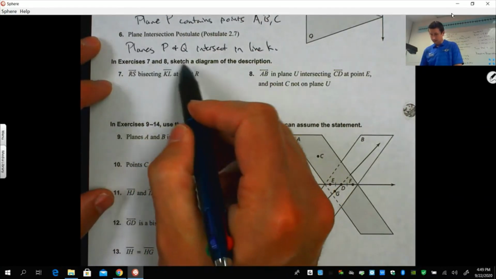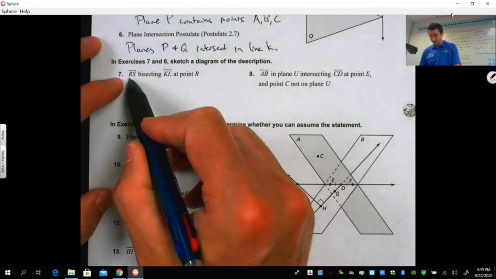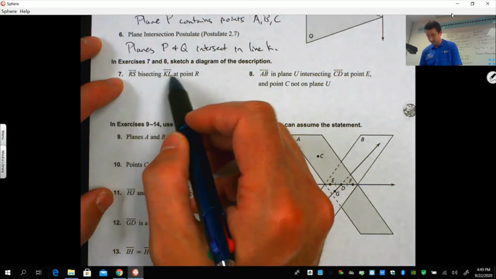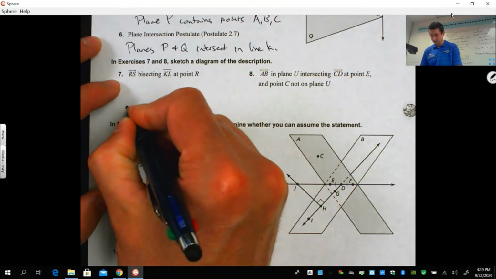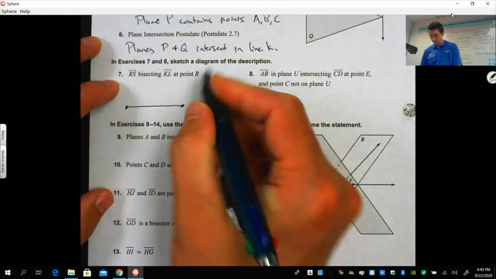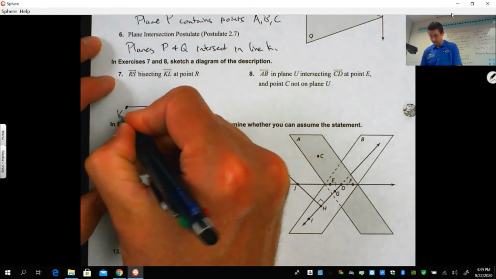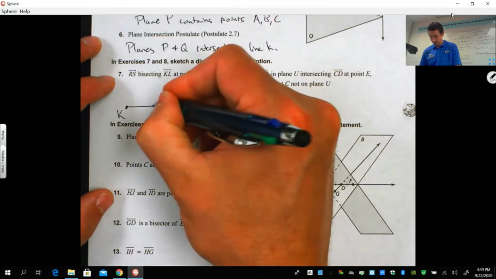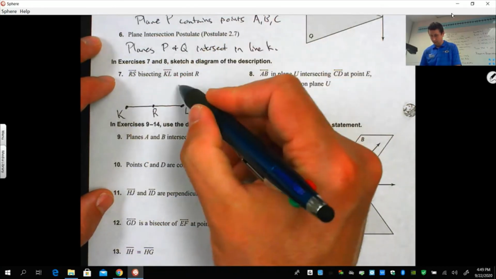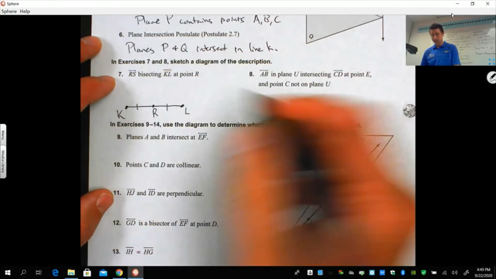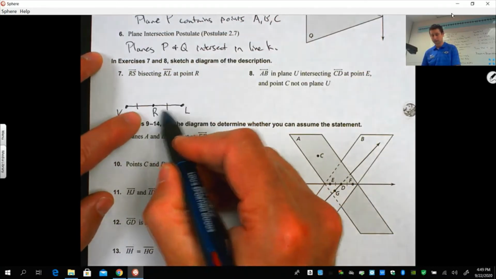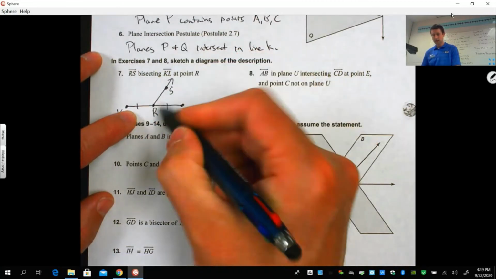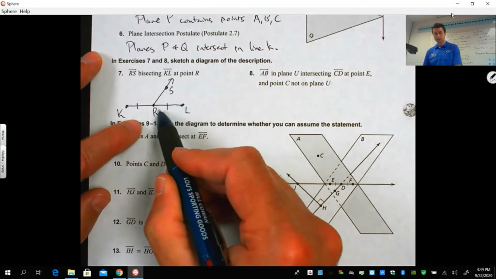Exercise 7 and 8, sketch the diagram of the description. This is ray RS bisecting segment KL at point R. So we have segment KL, and we have ray RS at point R. So that's bisecting it, so we have to put those marks on there that tell you that each side is equal, and we need a ray. So ray RS is bisecting segment KL at point R.